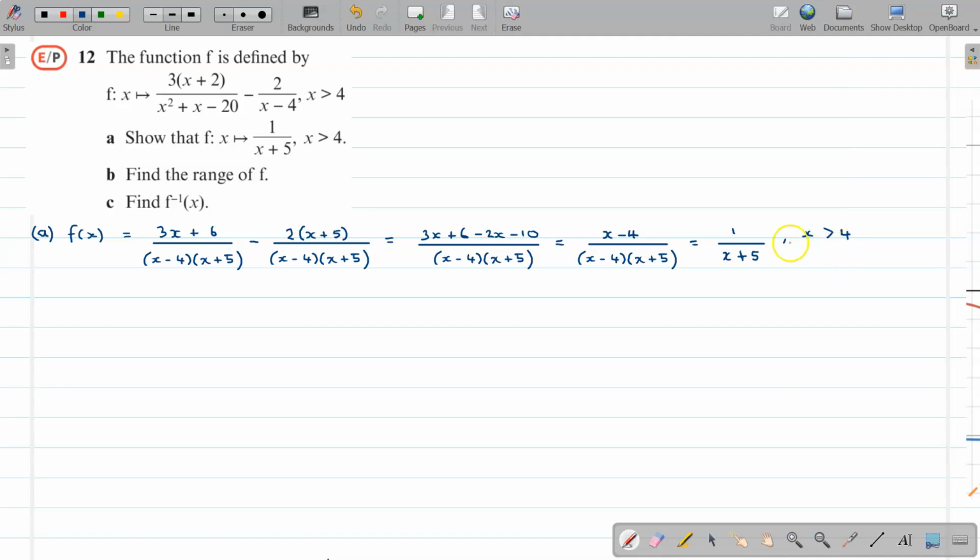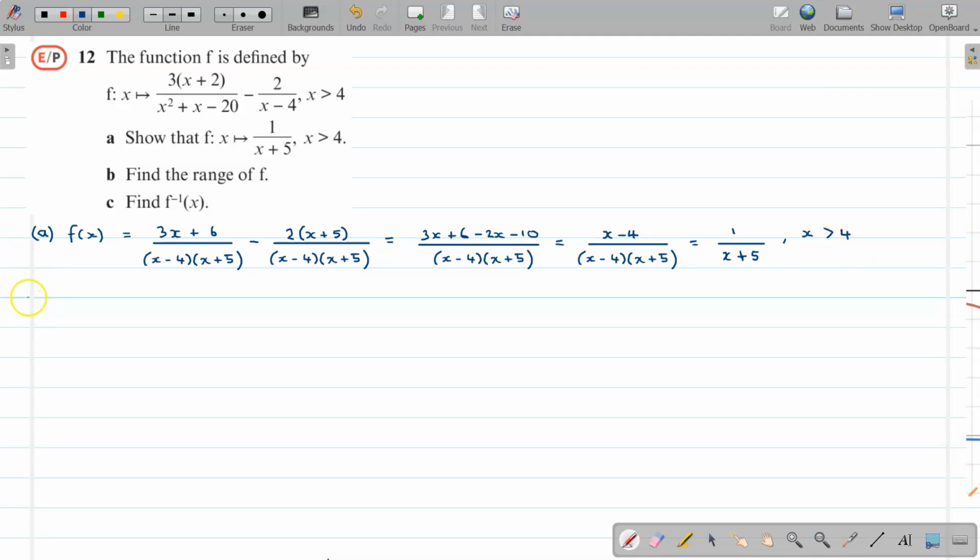Okay, right, so that x greater than 4 is part of the definition of the function, you see. We know x could take any value, except of course negative 5, which would make it invalid, but any other value of x would work. But for the purpose of this function, it only applies to values of x greater than 4.